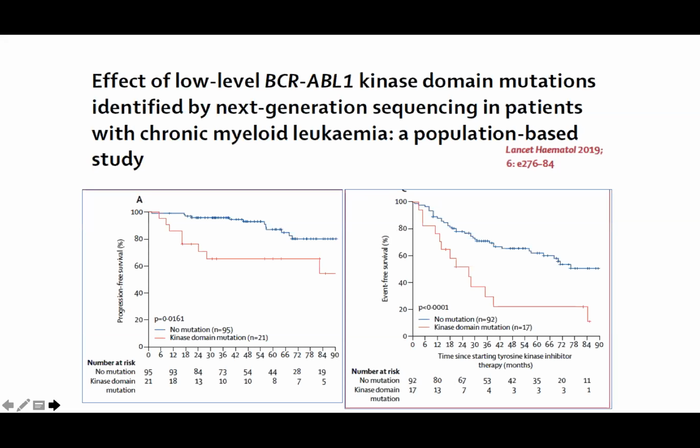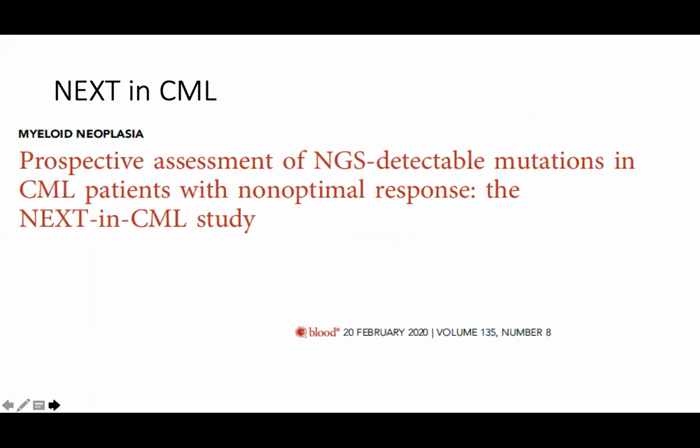There is population-level data to say that those who have kinase domain mutations while they are showing response, and this is done as early as 3 months into therapy, have worse outcomes. So yes, low-level mutations seem to be important, but the criticism may come up that these are all retrospective studies. So we do have a prospective study which was published earlier this year, where almost 236 patients had non-optimal response, meaning they were either failure or warning as per the ELN criteria.